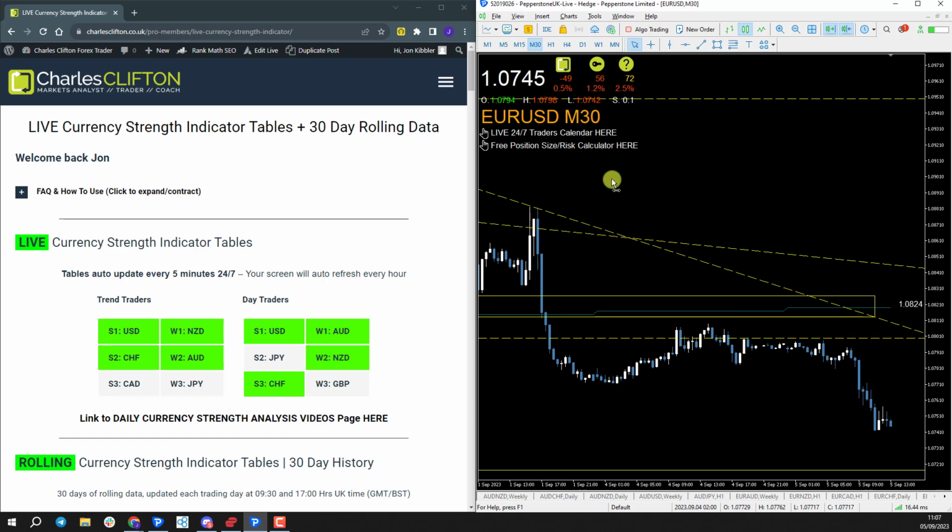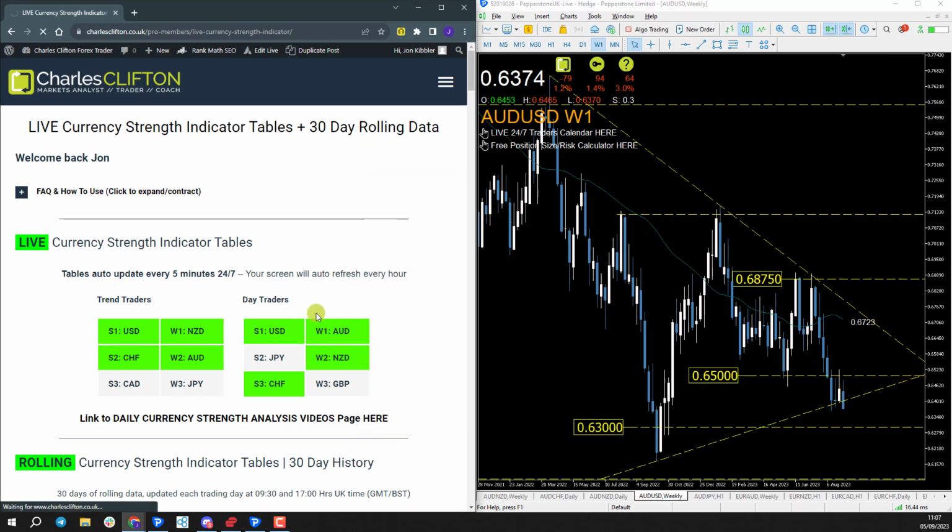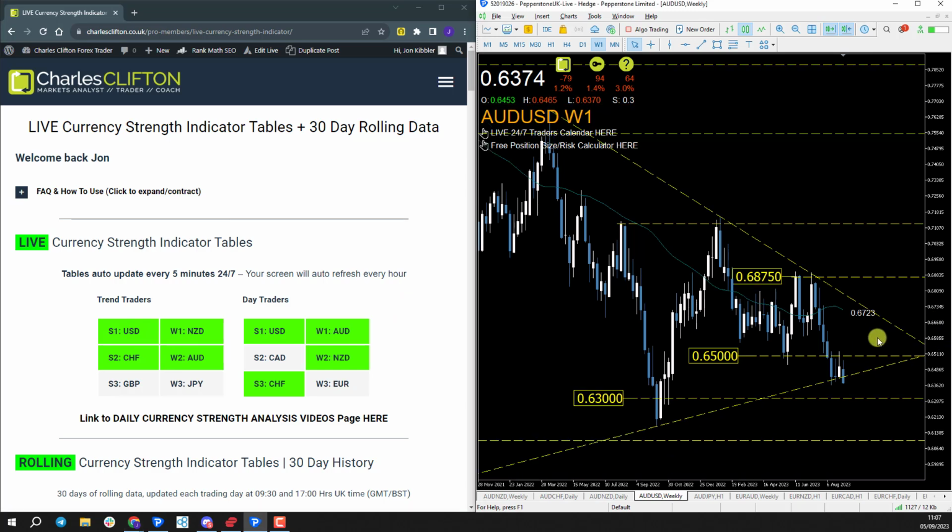Going on to the other charts of interest then. So obviously we're going to take a look at Aussie US dollar first. Aussie US dollar, the top of the day traders, second technically on the trend traders. But yeah, looking to see if this market will continue to push to the downside. Last week we had a bullish move back into the 0.65 lows. We rejected that. This week we're starting to see a little bit of a follow through.